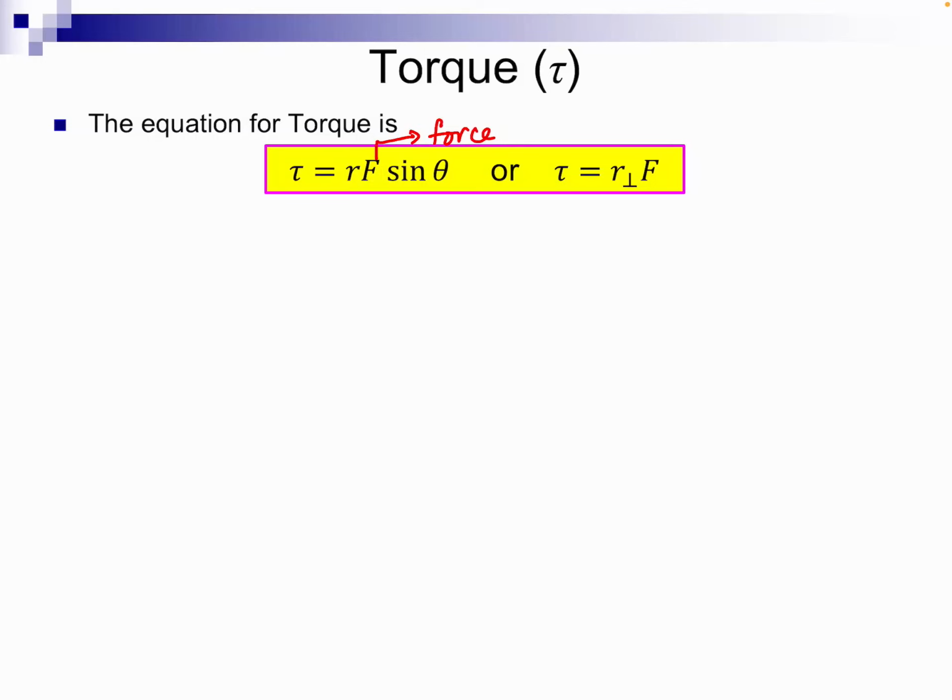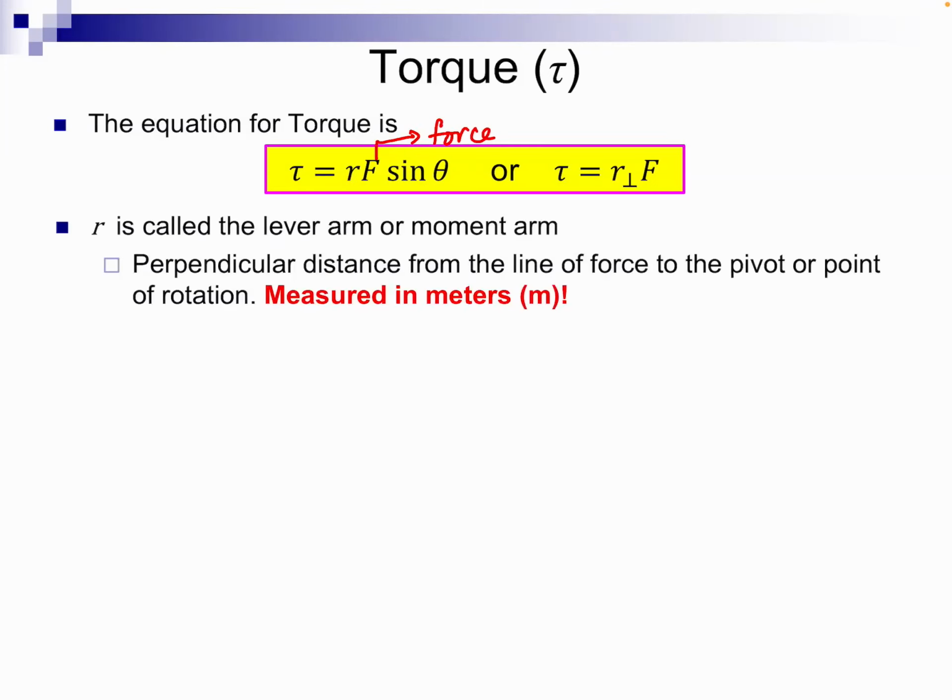It's also directly proportional to some quantity called R. So what is this R? This R is called the lever arm or moment arm. Lever arm or moment arm is the perpendicular distance between the force and the point of rotation. The point of rotation, we call that the pivot.